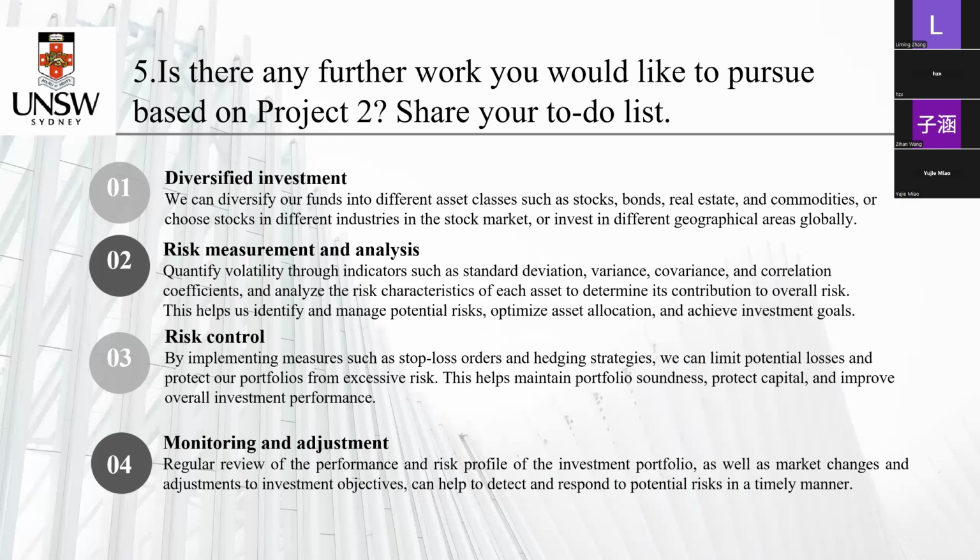The second one is risk measurement and analysis. Quantify volatility through indicators such as standard deviation, variance, covariance, and correlation coefficients, and analyze the risk characteristics of each asset to determine its contribution to overall risk. This helps us identify and manage potential risks, optimize asset allocation, and achieve investment goals.